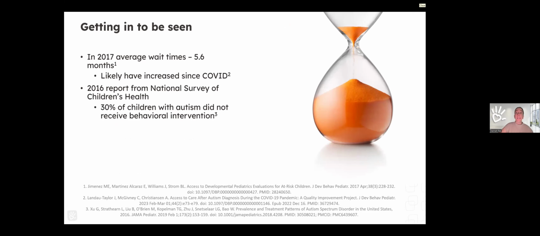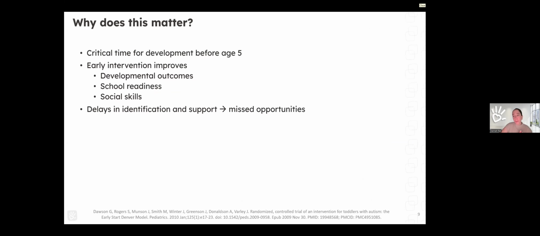Getting in to be seen, as you all probably know, and it's not exclusive to developmental pediatrics, but certainly is a big thing in developmental pediatrics, takes a long time. The average wait time in 2017 was about 5.5 months, but there's a lot of data to suggest that those have probably increased since COVID. And then a 2016 report from the National Survey of Children's Health found that 30% of children with autism were not receiving behavioral interventions. So, why does this matter?